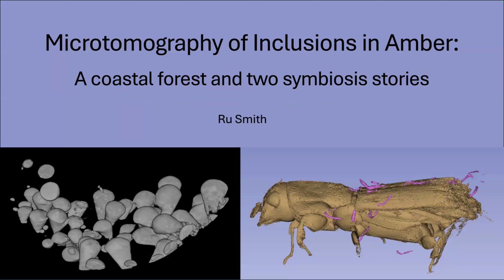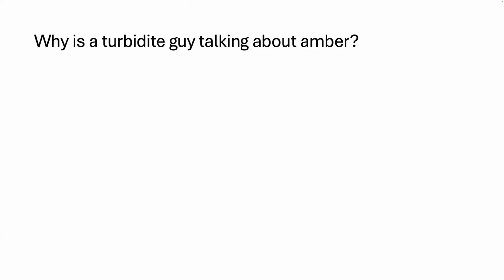As Colin has said, it's going to be a talk using lots of microtomography, and this time it's going to be a focus on amber, a truly amazing medium for preservation of ancient animals and plants. And I'm going to be talking about a Cretaceous coastal forest and a couple of stories about symbiosis, where you have interaction between animals preserved in the amber. And this is the first question.